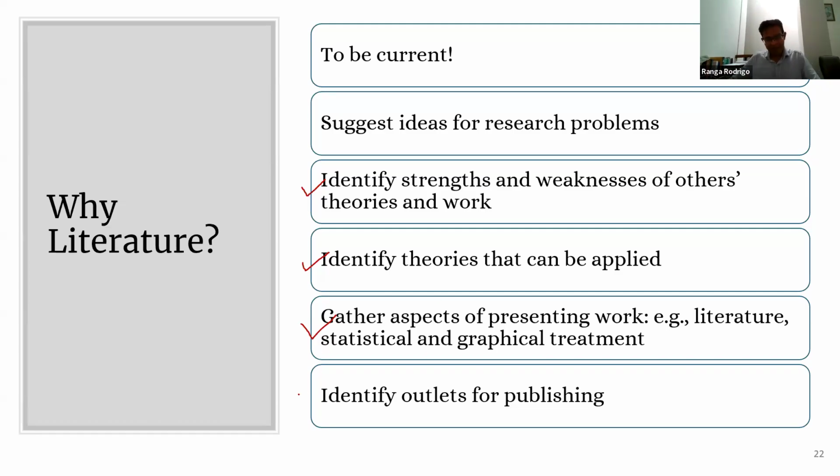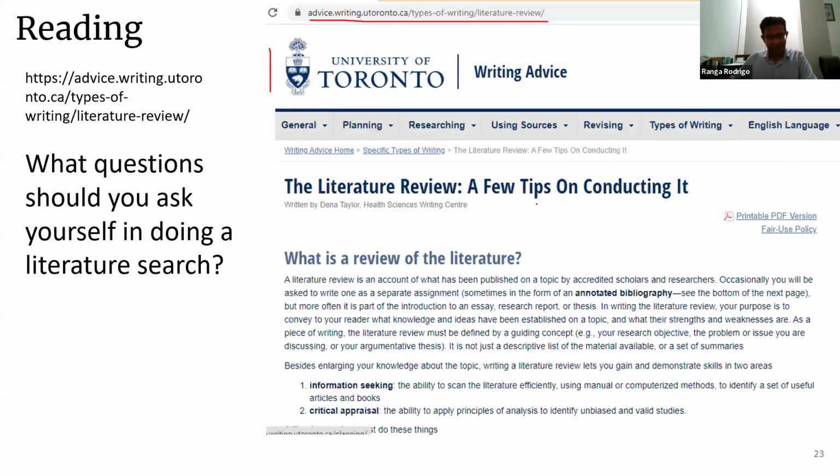Identify outlets of publishing. So where have others published their work, and where should I publish? For that also, literature is useful. So I think you got a very good understanding from this about why you need literature. This is definitely not to fill a part of the paper. All right, if you have more questions, you can go through this and read. I have uploaded the slides. You can see the slides in the class.